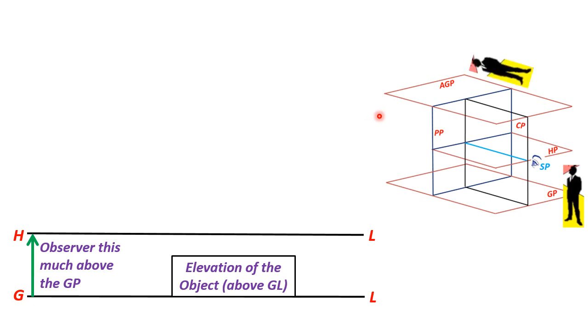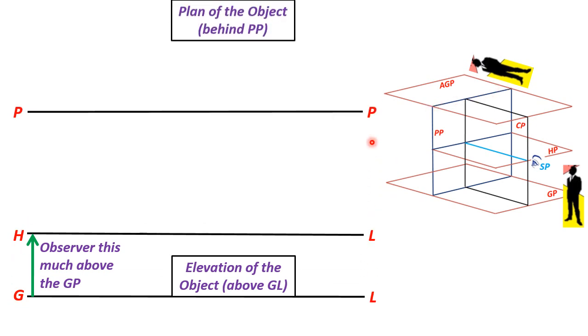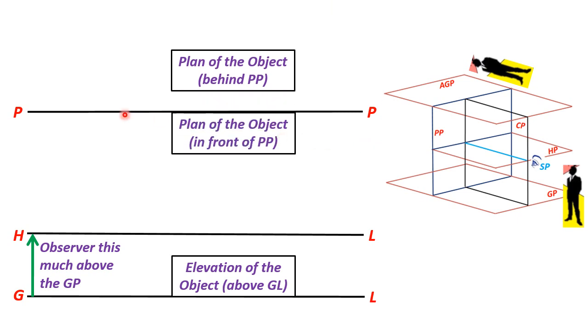Now draw the top view. This is the top view direction. In top view, the picture plane appears as a line which we denote with the line PP. This PP line you can draw at a convenient distance from the horizon line. And in top view again we can see the plan of the object or top view of the object.